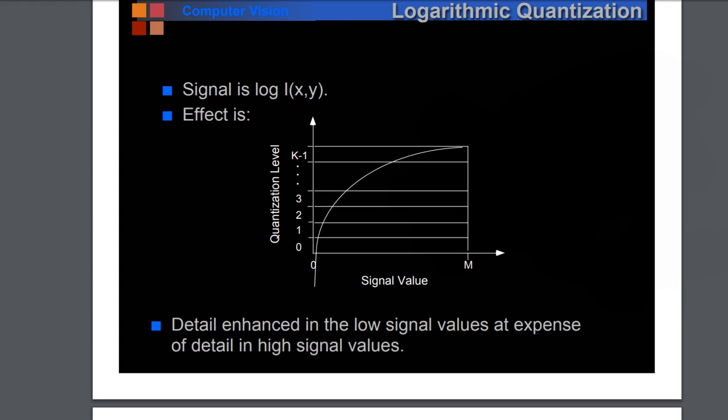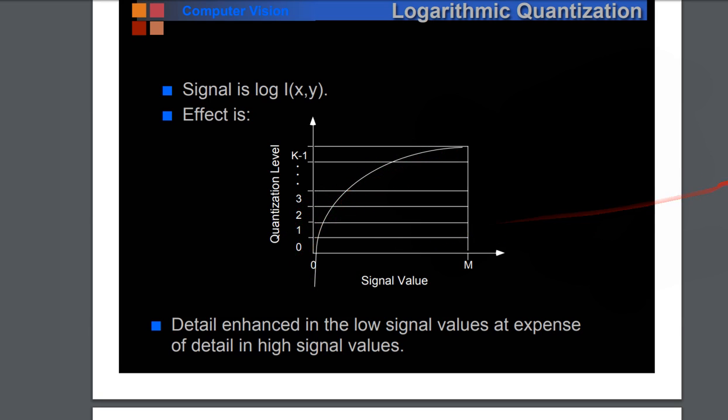Now coming to logarithmic quantization. In logarithmic, the graph is going to be curved, like elliptical. The signal is in log form again. So your signal value is this one, the quantization levels are 0, 1, 2, 3. But the image is going to be a bit changed now.